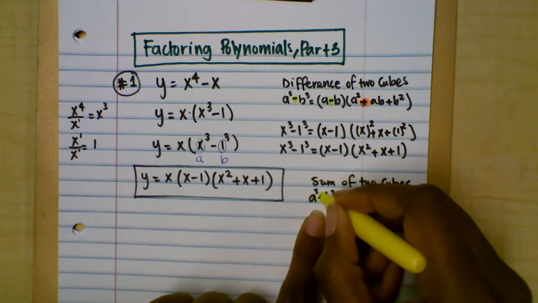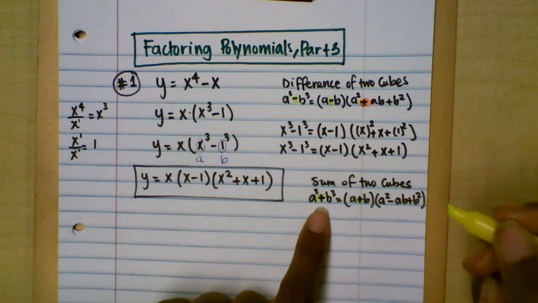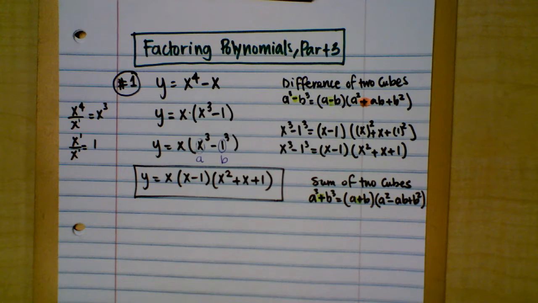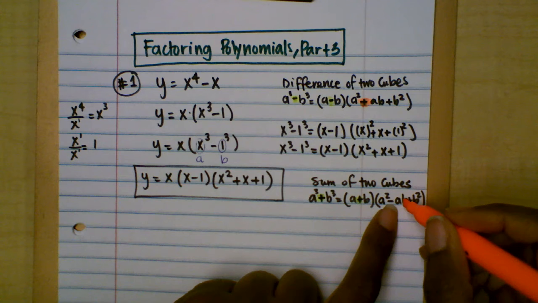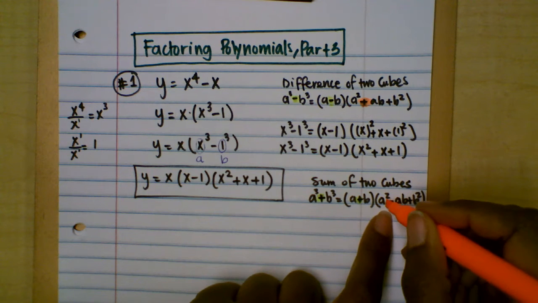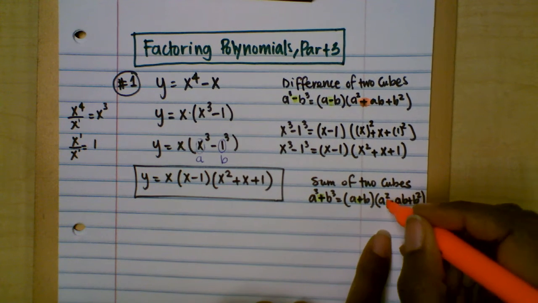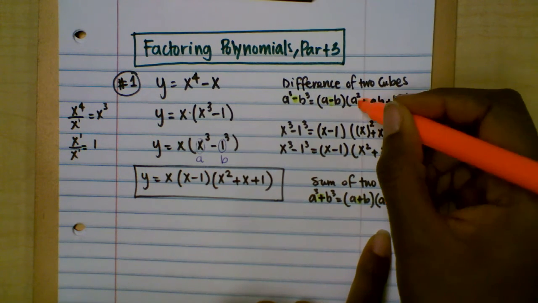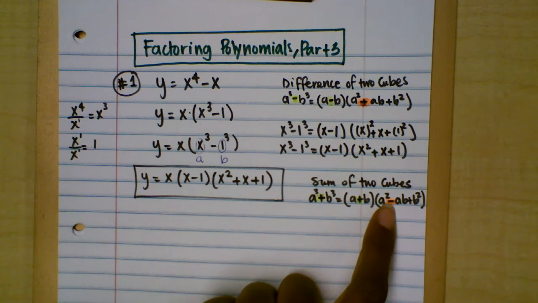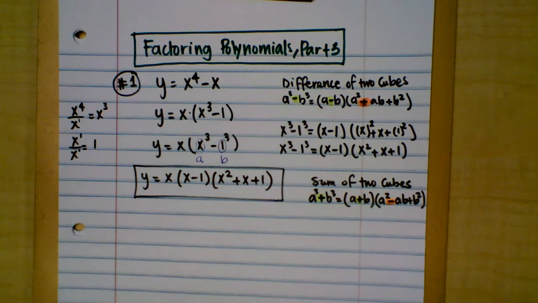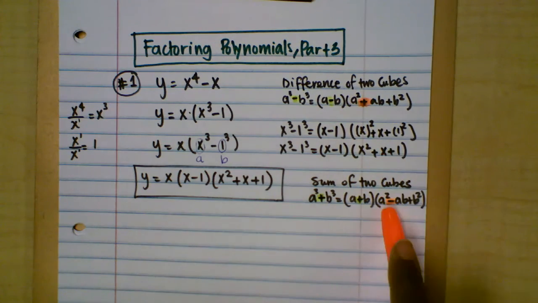And again, this is the first factor, the sign is going to be the same as the sum. Now, the only thing that's going to be different is right here. You see, the sign for A times B is going to be the opposite. It's going to be negative. For the difference, it was positive. Now, for the sum, it's going to be negative. The sign of A times B, the middle term.